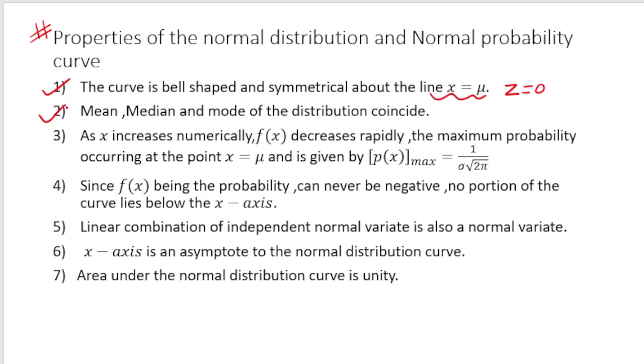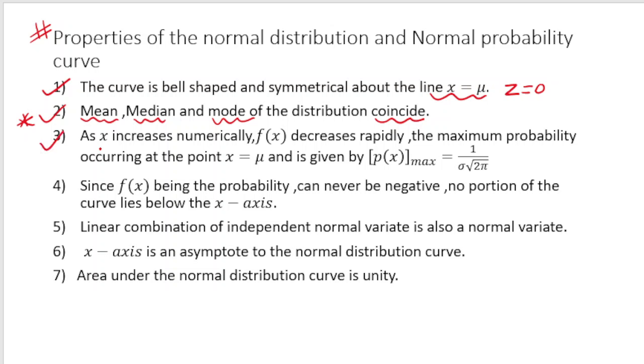This is a very important property, and interested students should try to prove this also, that the mean, median and mode of the distribution coincide. So this is a very important property. Sometimes they ask for which probability distribution the mean, median and mode are all the same. So for that it is the normal distribution, because it is a very symmetrical distribution.